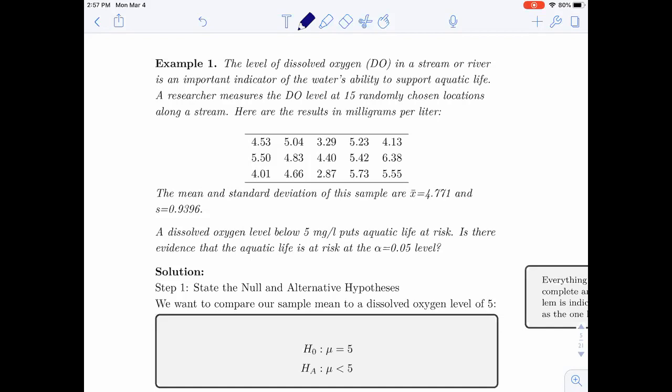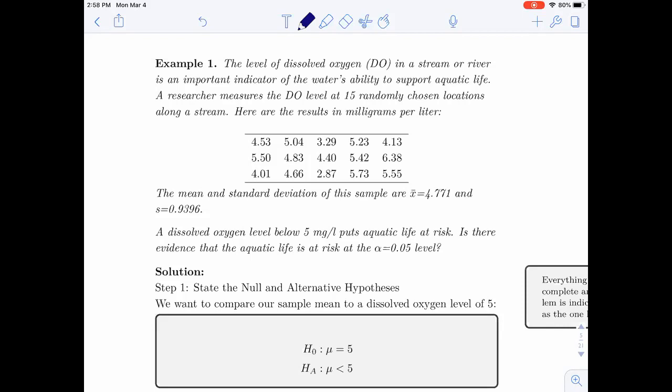A dissolved oxygen level below 5 milligrams per liter puts aquatic life at risk, right? So that's not good. So basically what we're checking is, okay, we have to make sure that the dissolved oxygen level is not less than 5. I can imagine a lot of power plants and stuff have to check things like this in the rivers that are close to them just to make sure that things are still tickety-boo. Pretty reasonable example, right? Is there evidence that the aquatic life is at risk at the alpha equals 0.05 level?